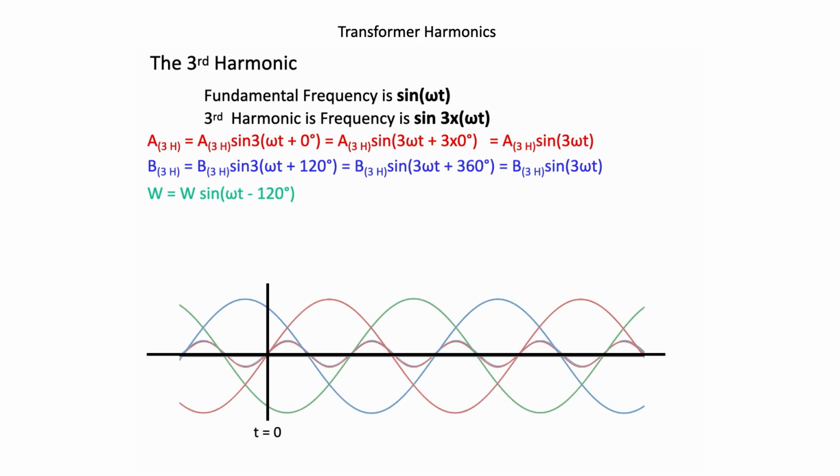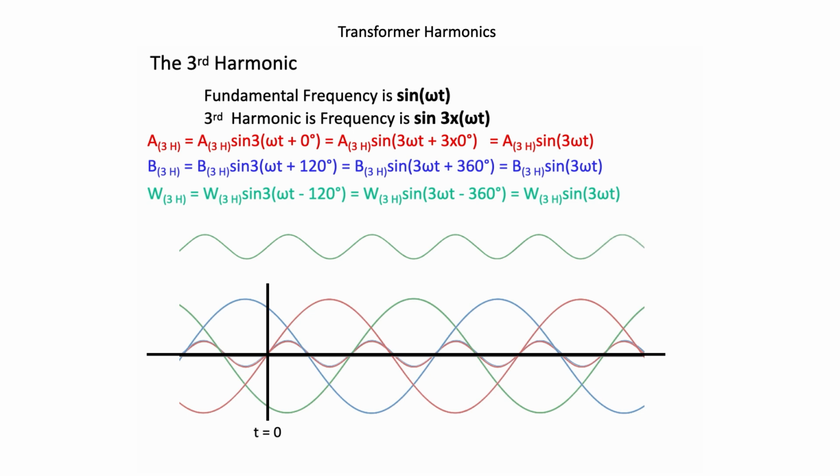The white phase is given by W3H sine (3 omega t minus 120 degrees). Bringing the 3 inside the bracket gives us W3H sine (3 omega t minus 360). Well, 360 is still 0 degrees, so if you subtract 0 degrees, you're left with W3H sine 3 omega t.